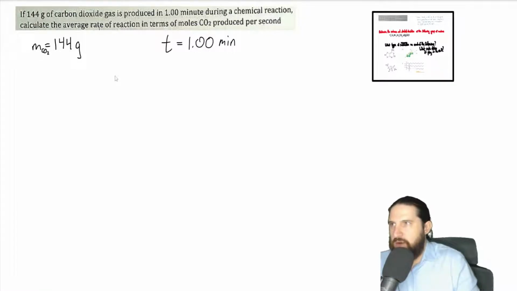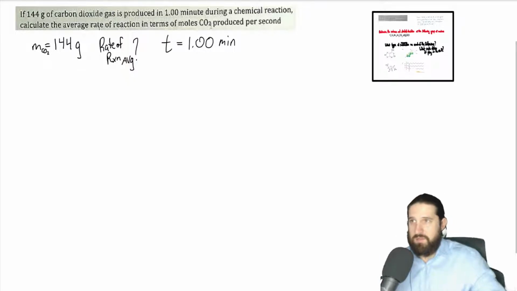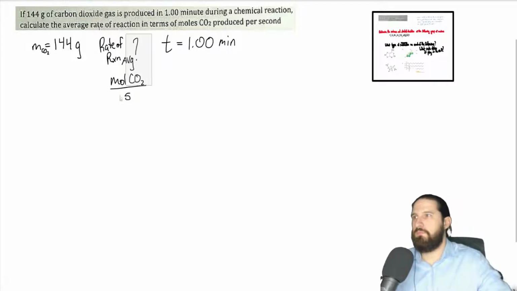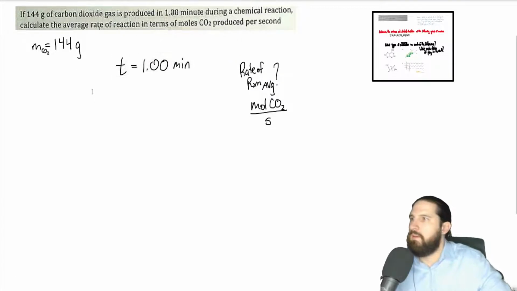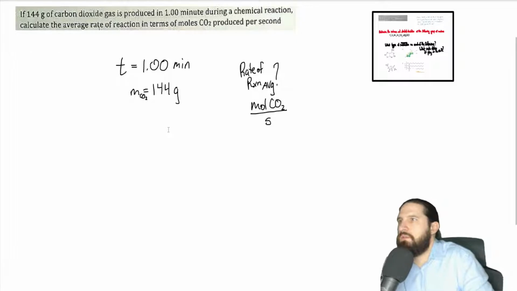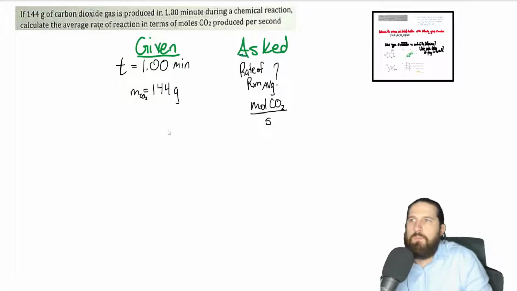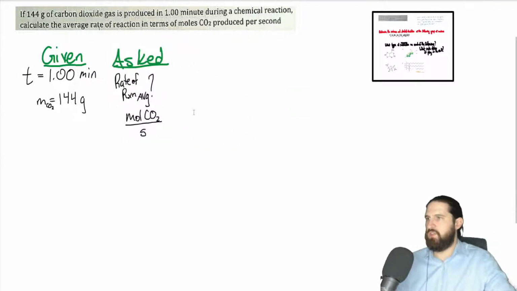Okay, so this is what we're asked for. So the rate of reaction average. That's kind of what we're asked for. And we're asked for it in terms of moles of CO2 per second. Okay. So we're given these. And we're asked this. Okay, so one part of this is just about the translation, yeah? Defeating the translation boss.